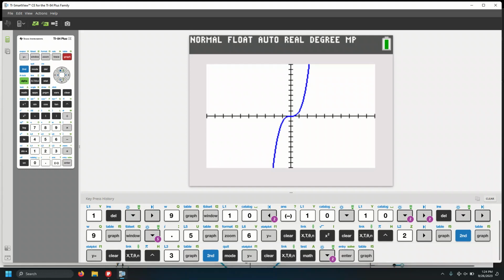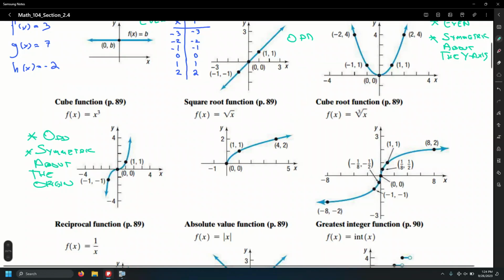Nothing different. We already discussed everything about this function, evenness and oddness. In this case, it's odd. Let's move on to the next one.